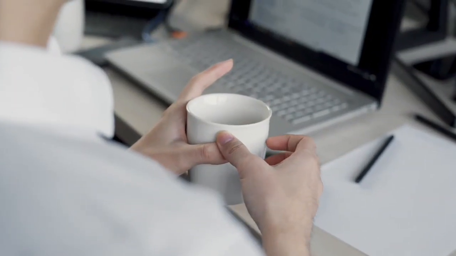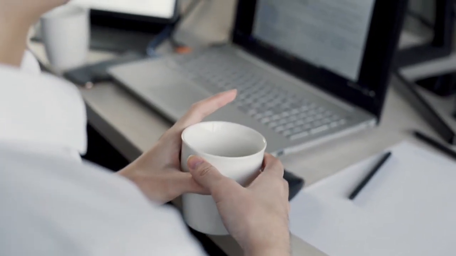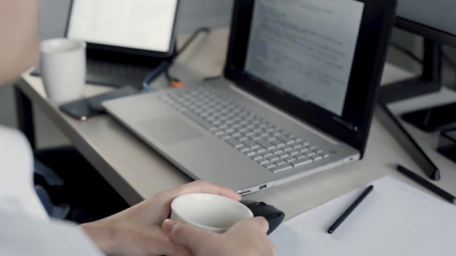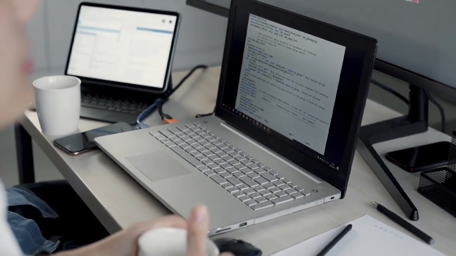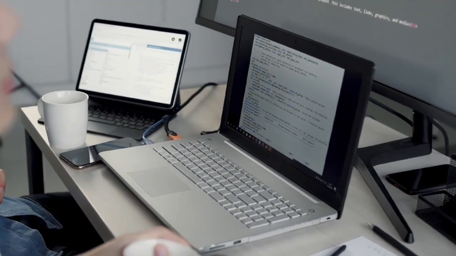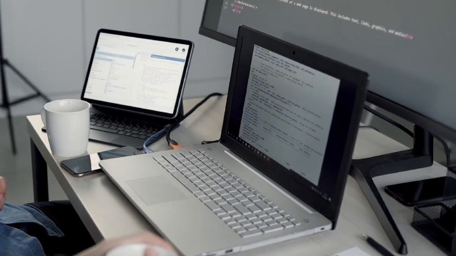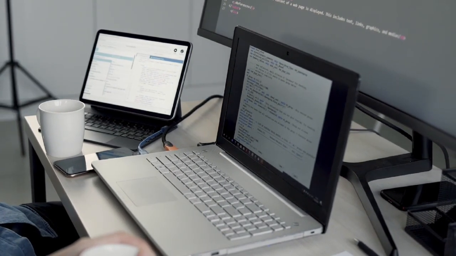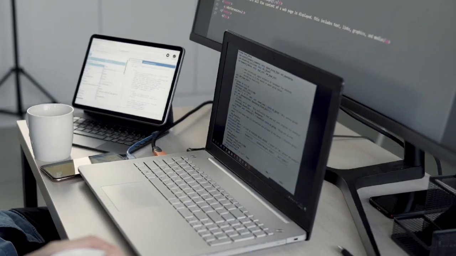What is a computer? A computer is a machine that can be programmed to carry out a set of instructions. It is a versatile tool that can be used for a variety of tasks, such as writing documents, creating spreadsheets, browsing the internet, playing games, and much more.